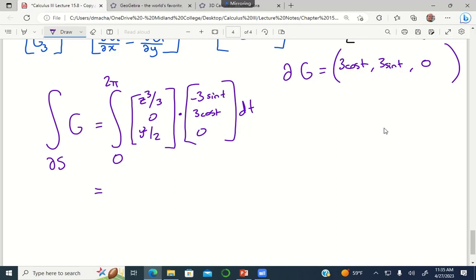So when I take the dot product, the 0 terms don't matter, and what I'm left with is 3 cancels 3, and then I end up with negative integral from 0 to 2 pi of z cubed sine of t dt. But what is z in my parametric curve? z is just 0. So actually both my examples today ended up being zeros, so that's not very exciting.